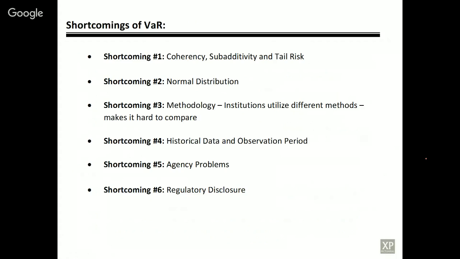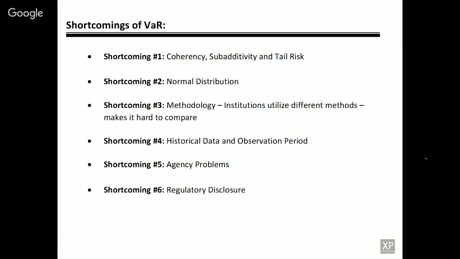We're going to go through this rather quickly. So, the shortcomings of VAR. Shortcoming 1 is that VAR is not coherent. It fails subadditivity. Shortcoming number 2, VAR is really built for the normal distribution, but in reality, the normal distribution doesn't always apply. So that's a weakness for VAR. Shortcoming number 3, different companies use different methods to calculate VAR, and this makes it hard to compare one company's VAR to the next. Shortcoming number 4, VAR is often based off of historical data and an observation period. If that observation period or historical data doesn't contain all of the potential outcomes, then VAR will be underestimated.